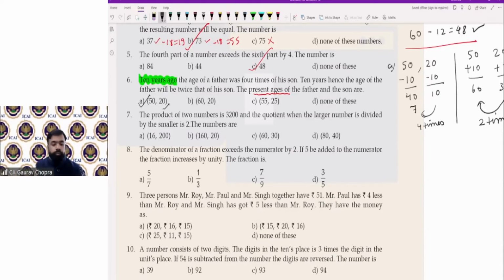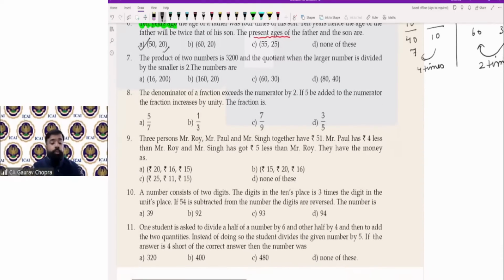Seventh. Now let's see the condition for the 7th. The product of two numbers is 3200 and the quotient when the larger number is divided by the smaller is 2. That means if we divide both numbers, the result should be 2. So whose division is 2? You can see that 200 upon 16 is not 2. 160 by 20 is not 2. 60 by 30 is 2, but their product is not 3200.